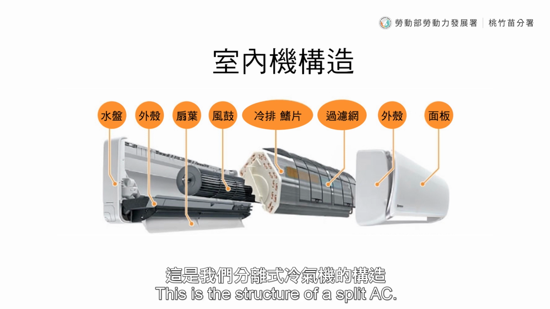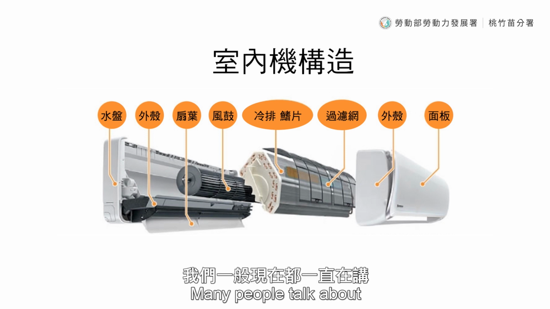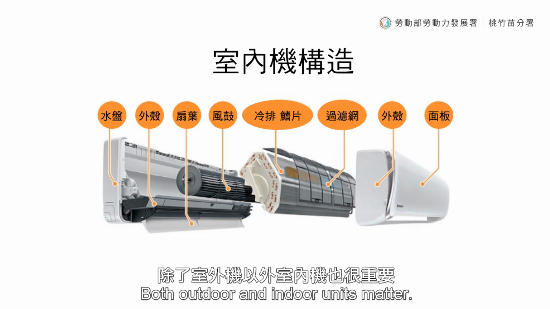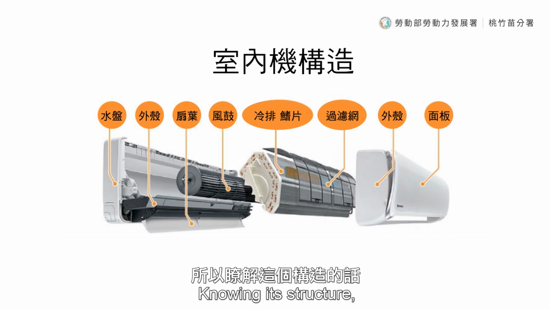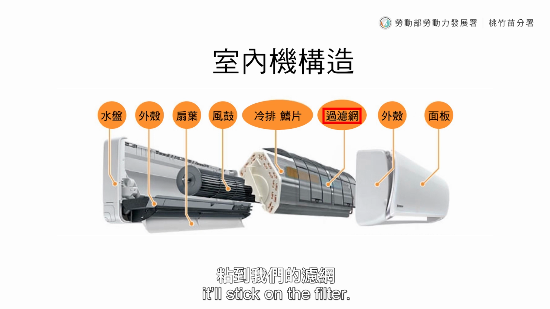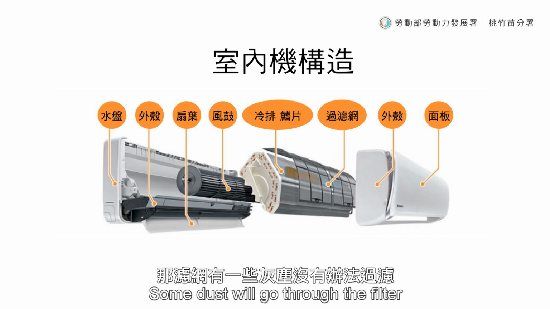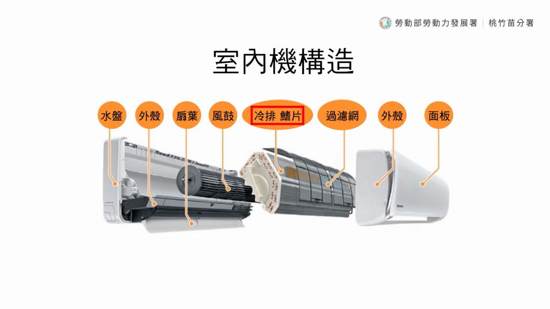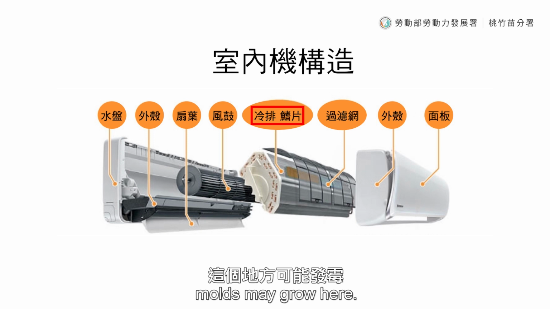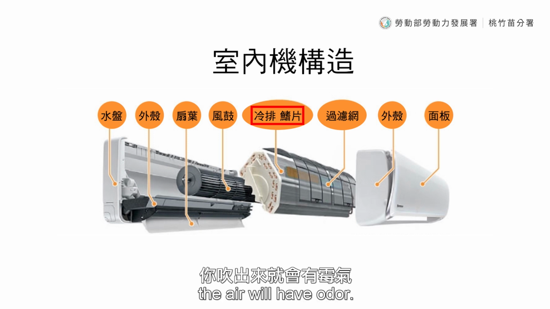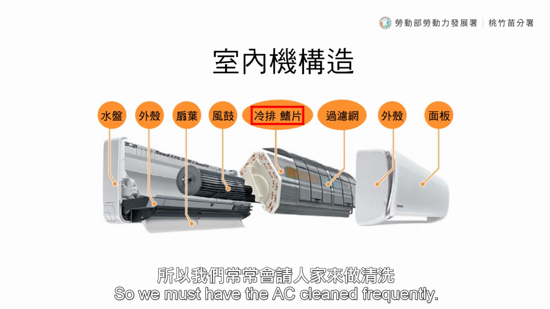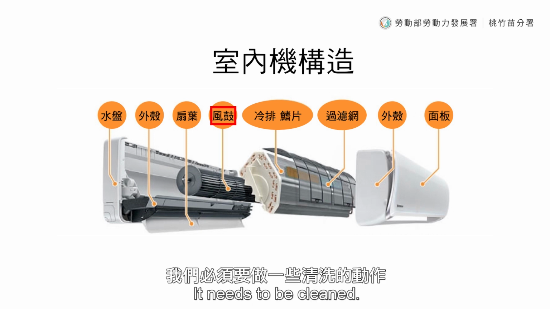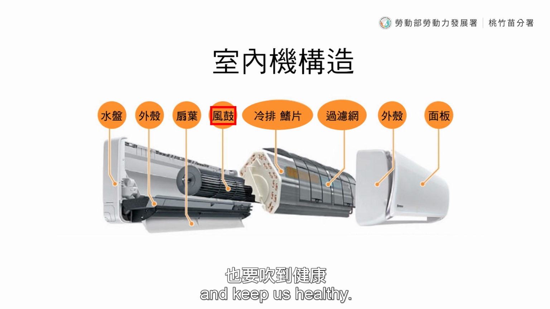This is the structure of a split AC. You need to know this. Many people talk about how to maintain and clean the ACs. Both outdoor and indoor units matter. Knowing the structure, we'll know that when dust enters, it will stick to the filter. Some dust will go through the filter and stick on the heat sink. When dust stays for long, plus moisture, when the AC is not on for 5 or 6 days, molds may grow here. When mold is in here, the air will have odor. So we must have the ACs cleaned frequently. Of course, dust will gradually gather here and make the AC dirty. It needs to be cleaned. The AC should keep the room cool and keep us healthy.